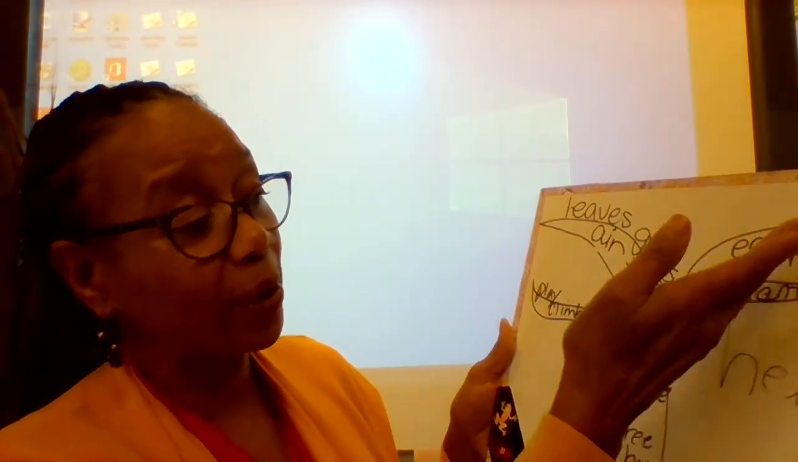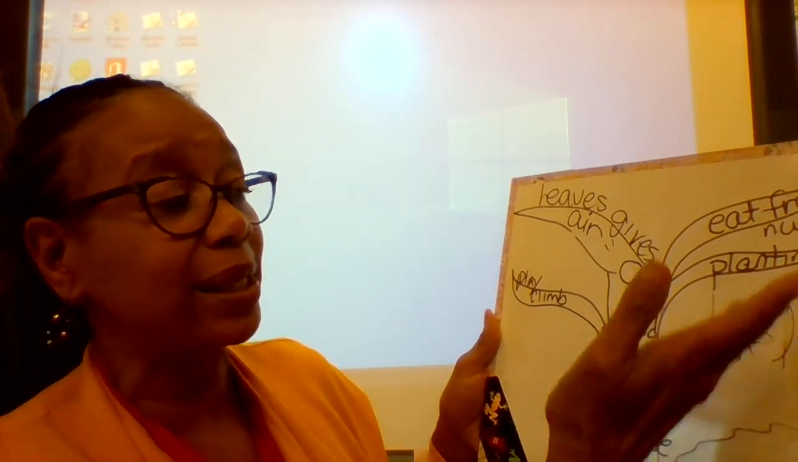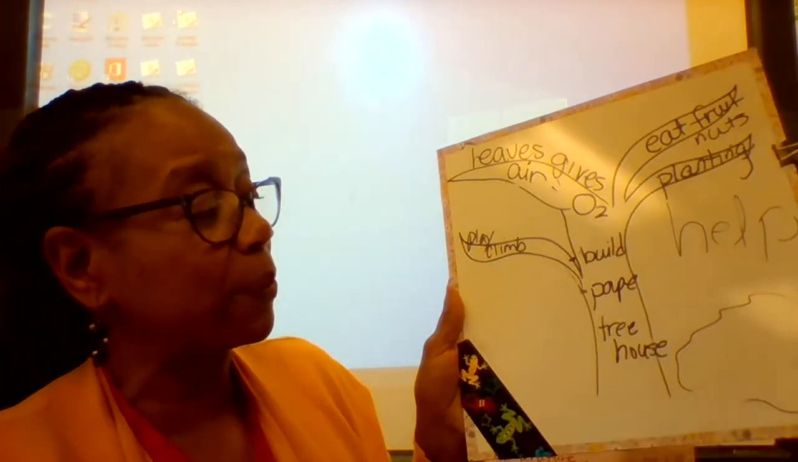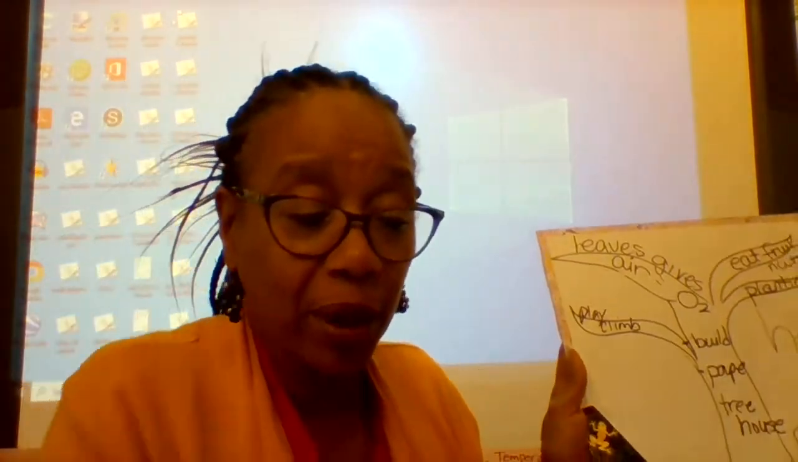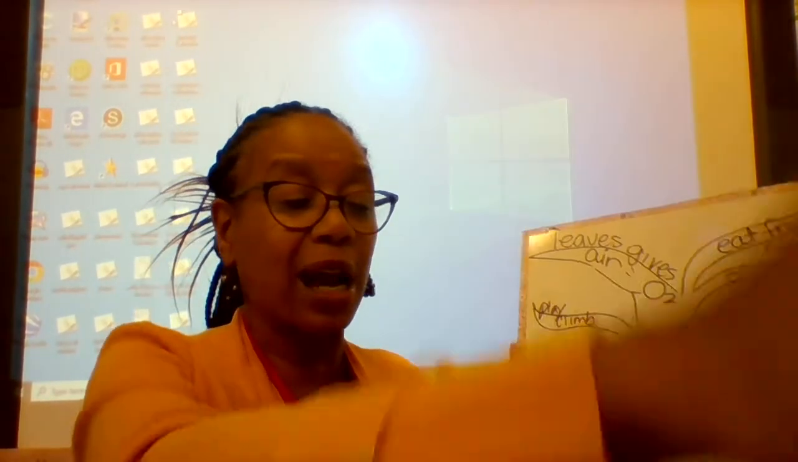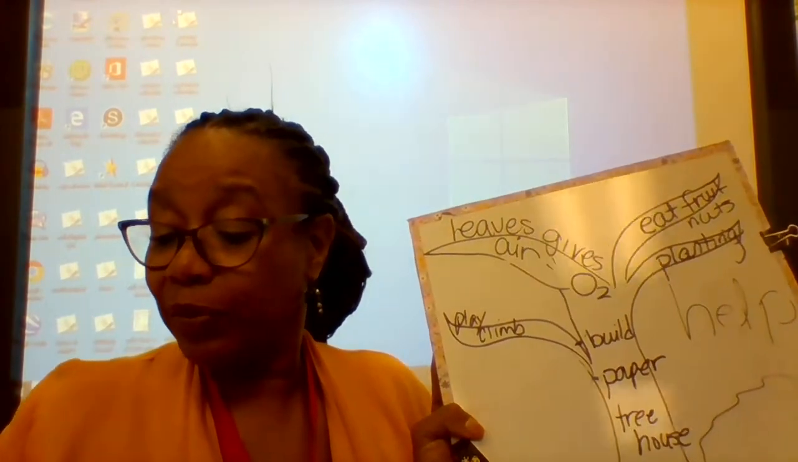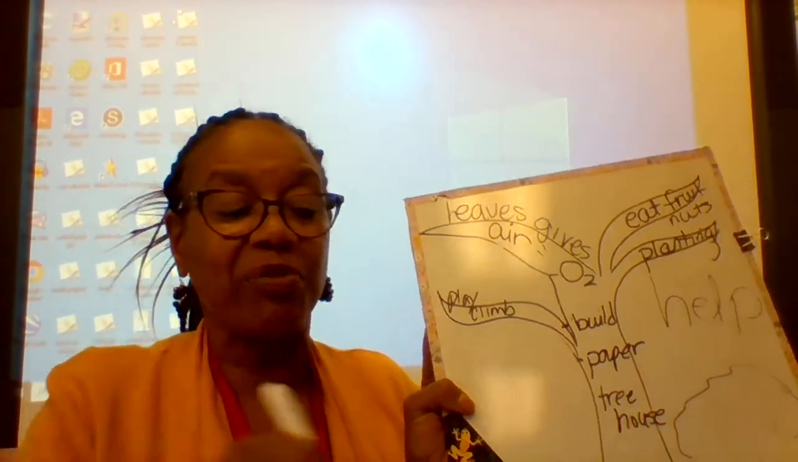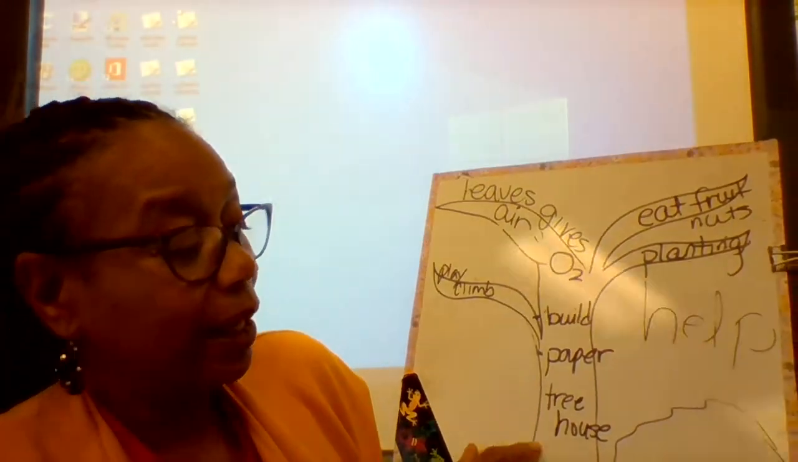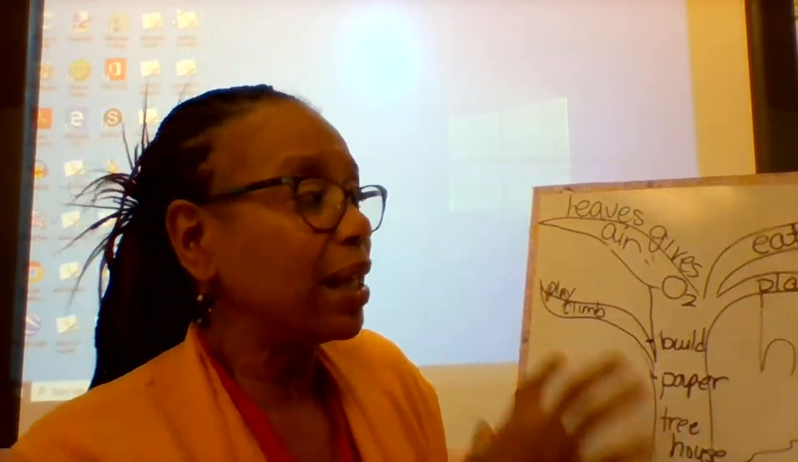We also talked about how we get fruits and nuts from trees, that we plant them, that we can play and climb. We use them to build. We use them for paper. Many of you didn't believe me. I forgot the R on paper. Lucas asked Google, so he didn't believe me that we use trees to make paper. And then we can also build tree houses. Again, renewable means that there is a seed that we could plant and that we could use it for.